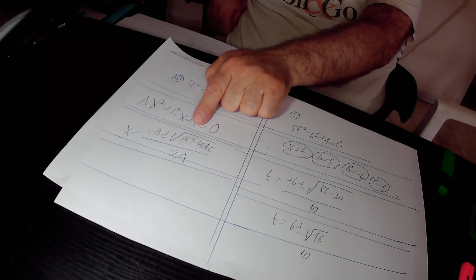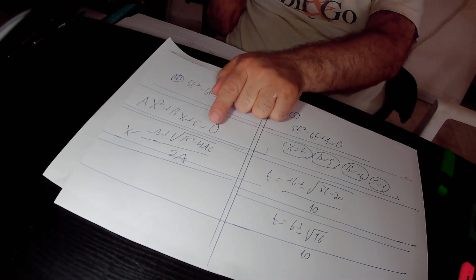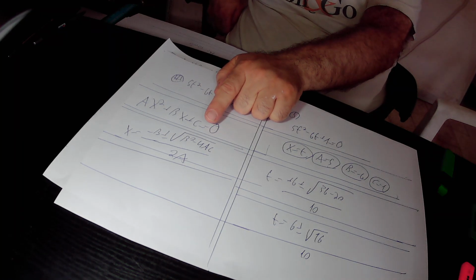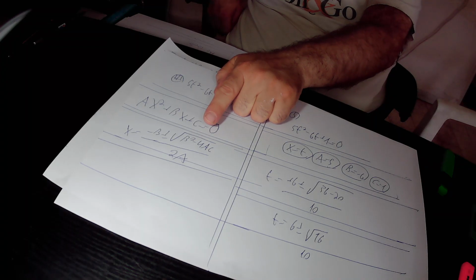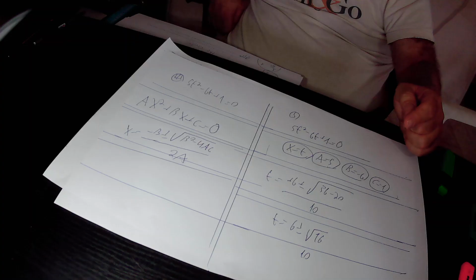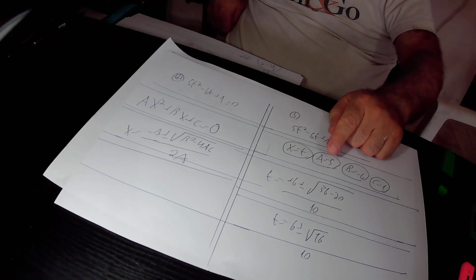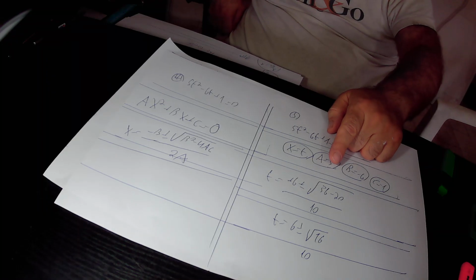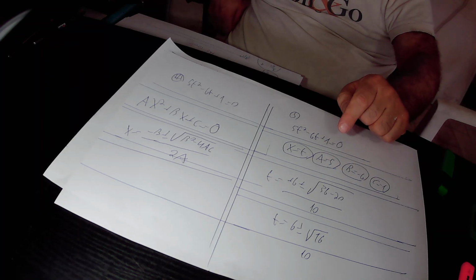b is minus 6, therefore b squared is minus 6 squared, that is 36. Minus 4 times a is 5, so minus 4 times 5 is minus 20, times c is 1, so minus 20 times 1 is minus 20, divided by 2a. a is 5, so 2 times a is 2 times 5, that is 10. So we found out that t equals 6 plus minus the square root of 36 minus 20, over 10.